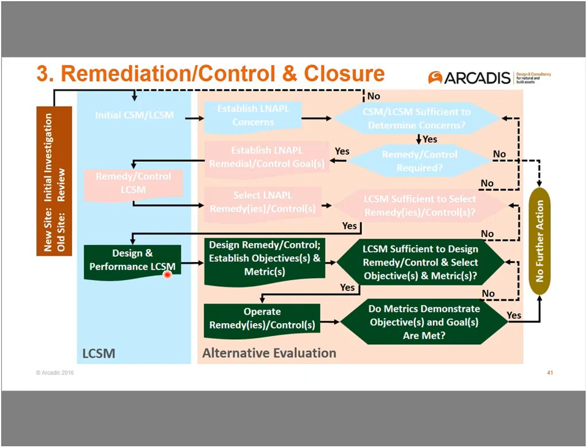We're going to establish specific objectives for the remedy or control. We're going to establish how we're going to measure progress towards those objectives. And then we're going to design and operate that remedy or control and measure our progress toward that endpoint so we know when we get to the endpoint that we have for that particular technology. And then hopefully, if we've followed this along and we've developed a good LCSM, maybe we've been willing to loop back a couple of times, we're going to meet those objectives and goals, and we're going to get to no further action.